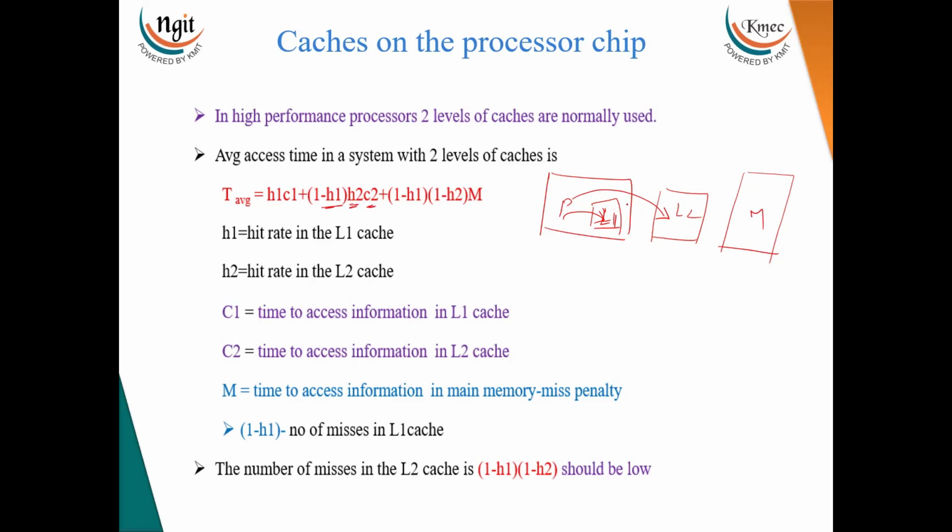If the data is not available here, then the processor will check the data in the main memory. If the processor is checking the main memory, it means a miss occurred in L1 and a miss occurred in L2. So we take the miss rate of cache 1 and the miss rate of cache 2, and the access time of the main memory, M, which is the miss penalty. This is the total average access time when two levels of caches are introduced.